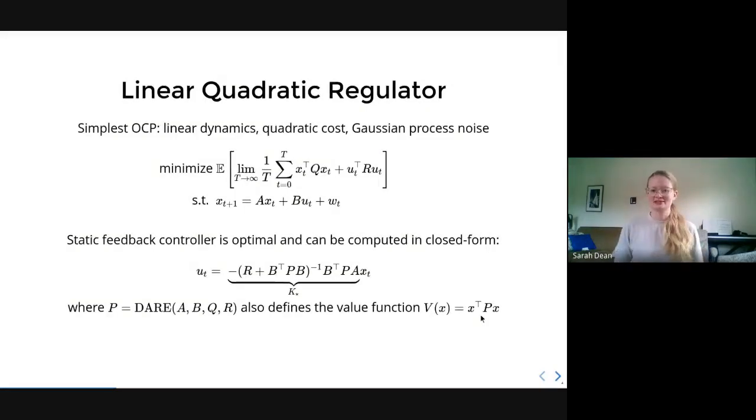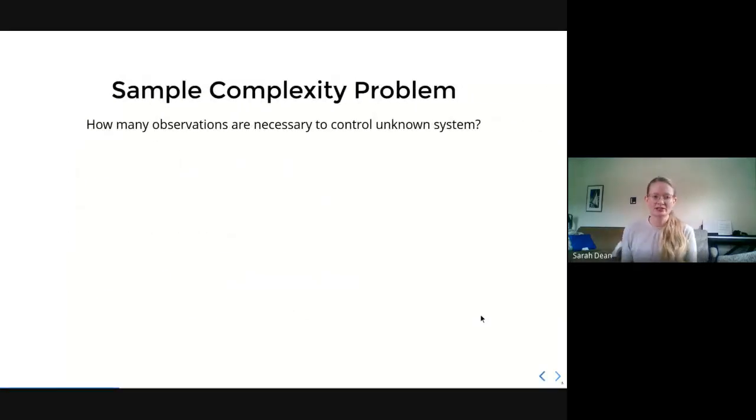This is maybe the first thing you learn in an introduction to optimal control. And in this work, we're going to look at its sample complexity. Our motivating question is basically: how many observations are necessary to control an unknown system? While LQR is well understood, it's understood in the case where you know the matrices A and B, and so you understand the dynamics of the system. If you don't understand it, what would you do instead?